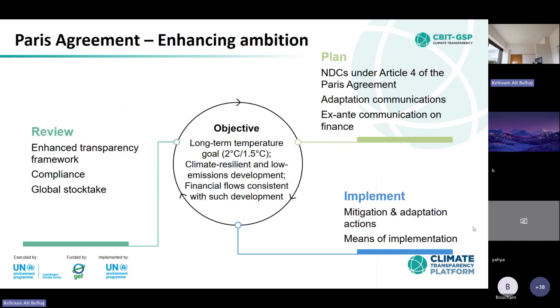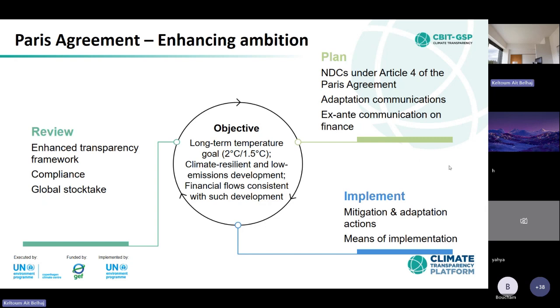All right, so this slide is just an overview summarizing the ambition cycle of the Paris Agreement, which is considered the central engine driving global climate action. At the heart of the cycle is our shared objective, which is to limit global temperature rise to well below 2 degrees Celsius or 1.5 degrees Celsius. And as you can see, around this objective, we have a continuous cycle of planning, implementing, and review. This is what we call the ambition cycle.